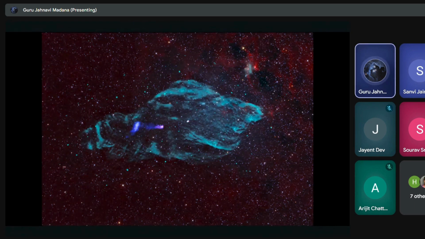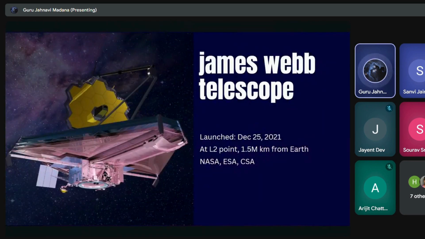So this was a sonograph of a jet emitted in the Perseus galaxy cluster. Now let's look at this golden time machine. James Webb Space Telescope is the most powerful space telescope ever built till now. It sees in infrared, allowing it to pierce through the dust and look 13.5 billion years into the past. It was launched recently in 2021, and it stays at the L2 point, 1.5 million kilometers from Earth, and it's operated by NASA, the American Space Agency, the European Space Agency, and the Canadian Space Agency.